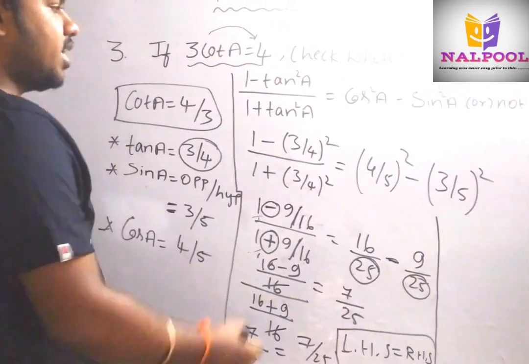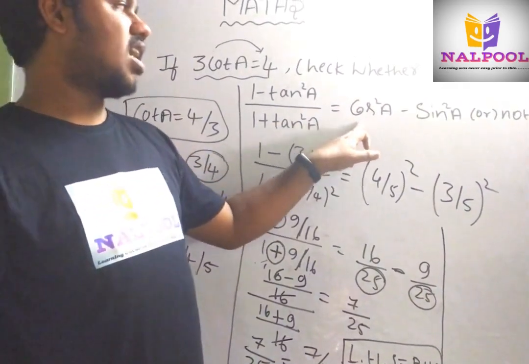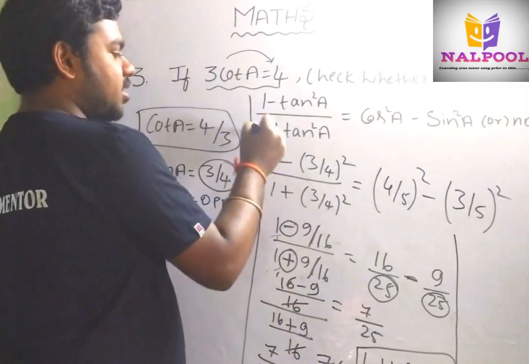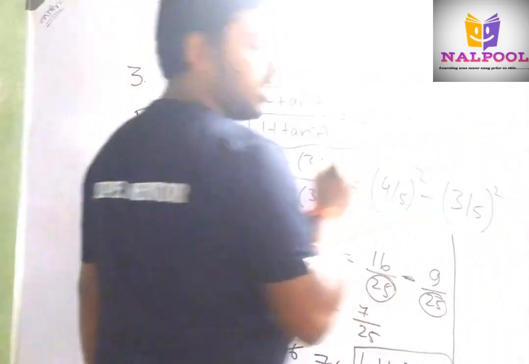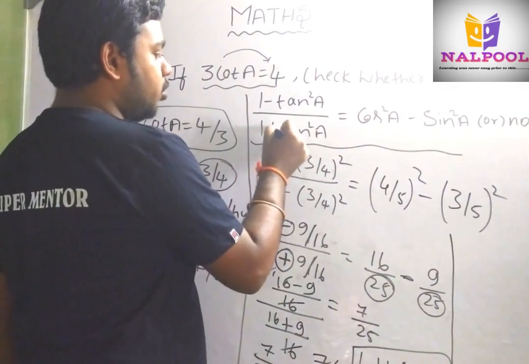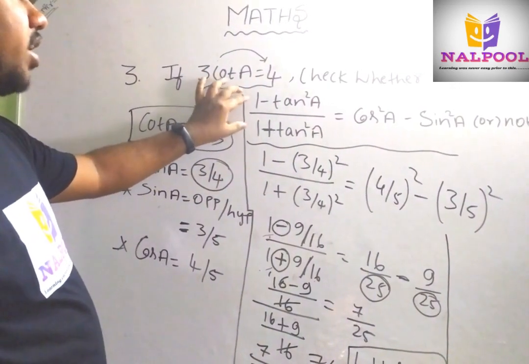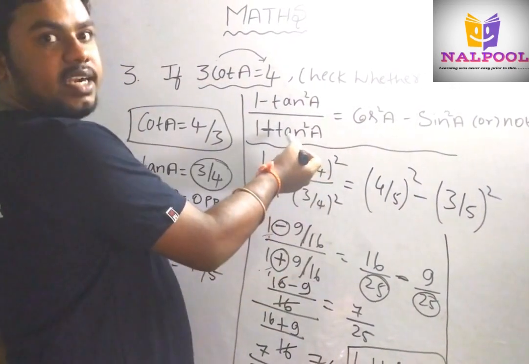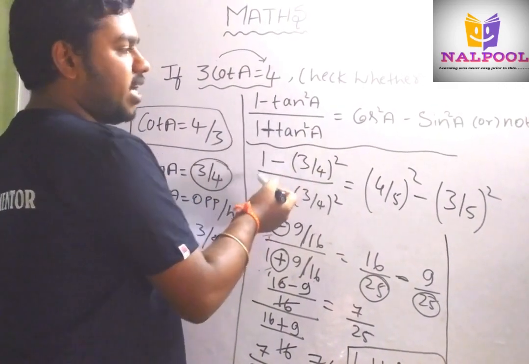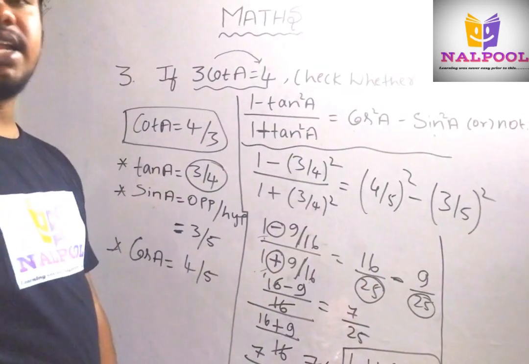Therefore we can conclude that 1 minus tan square A divided by 1 plus tan square A is cos square A minus sin square A. Friends, actually this is a standard result. They have simply given this to make us know the result. You can note this down. It is the standard result. Whenever you come across 1 minus tan square A by 1 plus tan square A, it is equal to cos square A minus sin square A. It is the standard result.